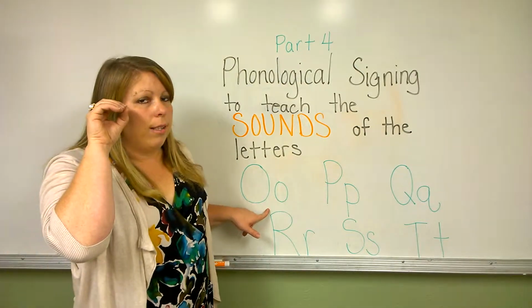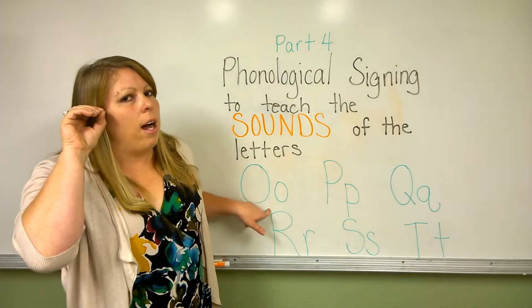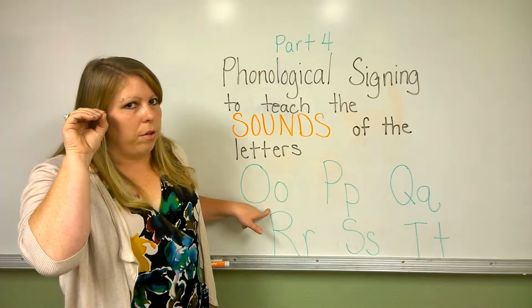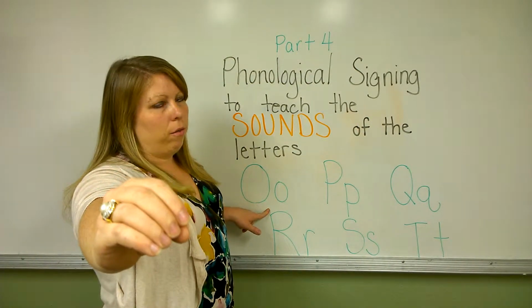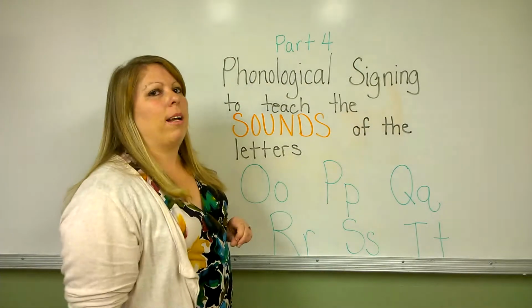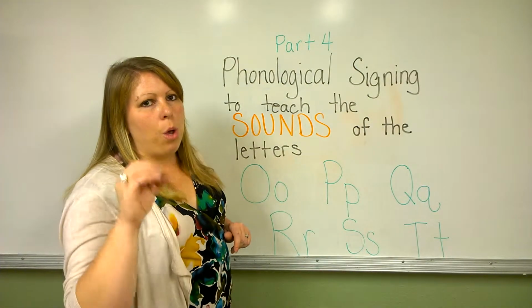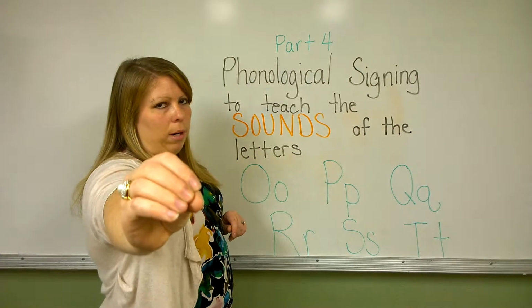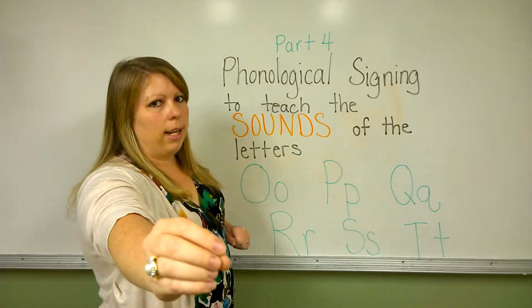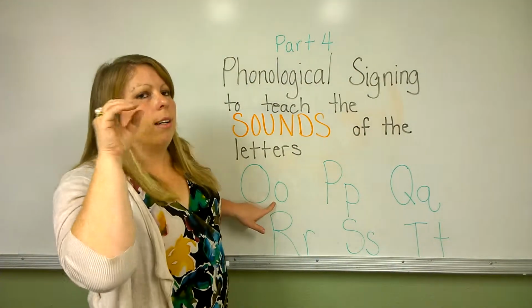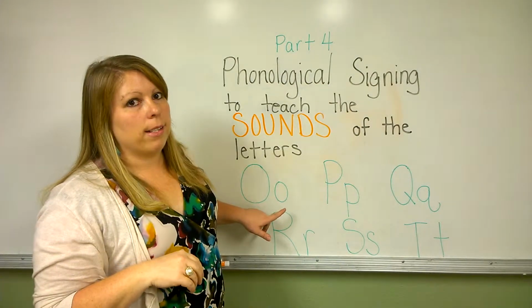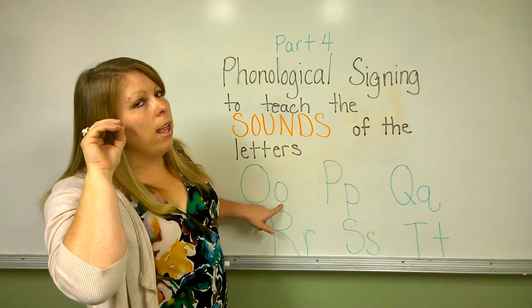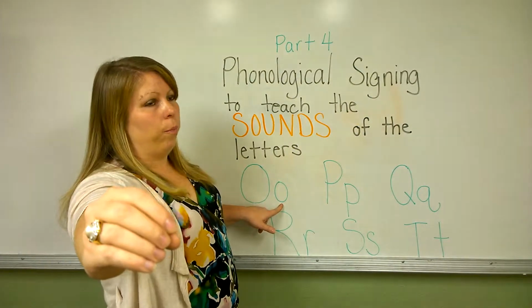O is a vowel, so it does have two sounds. Ah is the short sound for the letter O, and O is the long sound for the letter O. Anytime we make a long vowel sign, we make our arm long and away from our body to remember that's the long sign. The short sounds are made short and close to our body. So O has two sounds and two signs, ah and O.